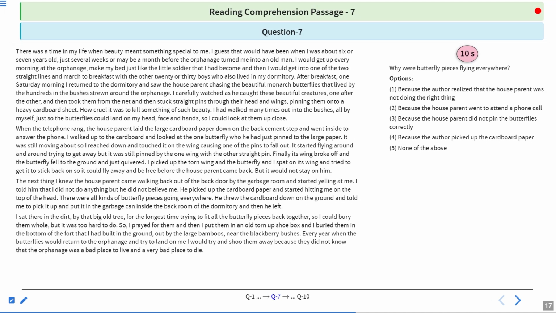The next question is, why were butterfly pieces flying everywhere? Options are because the author realized that the house parent was not doing the right thing, because the house parent went to attend a phone call, because the house parent did not pin the butterflies correctly, because the author picked up the cardboard paper, and none of the above. You have 10 seconds to choose accordingly.